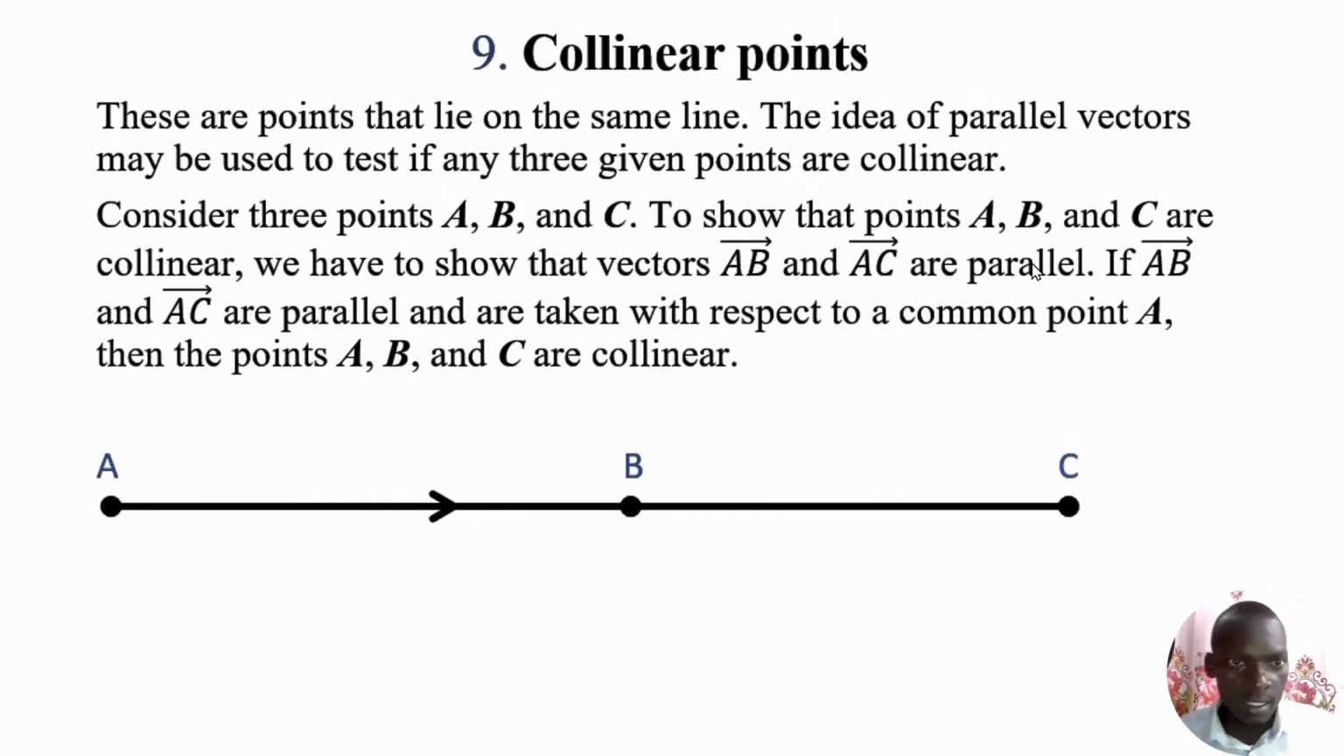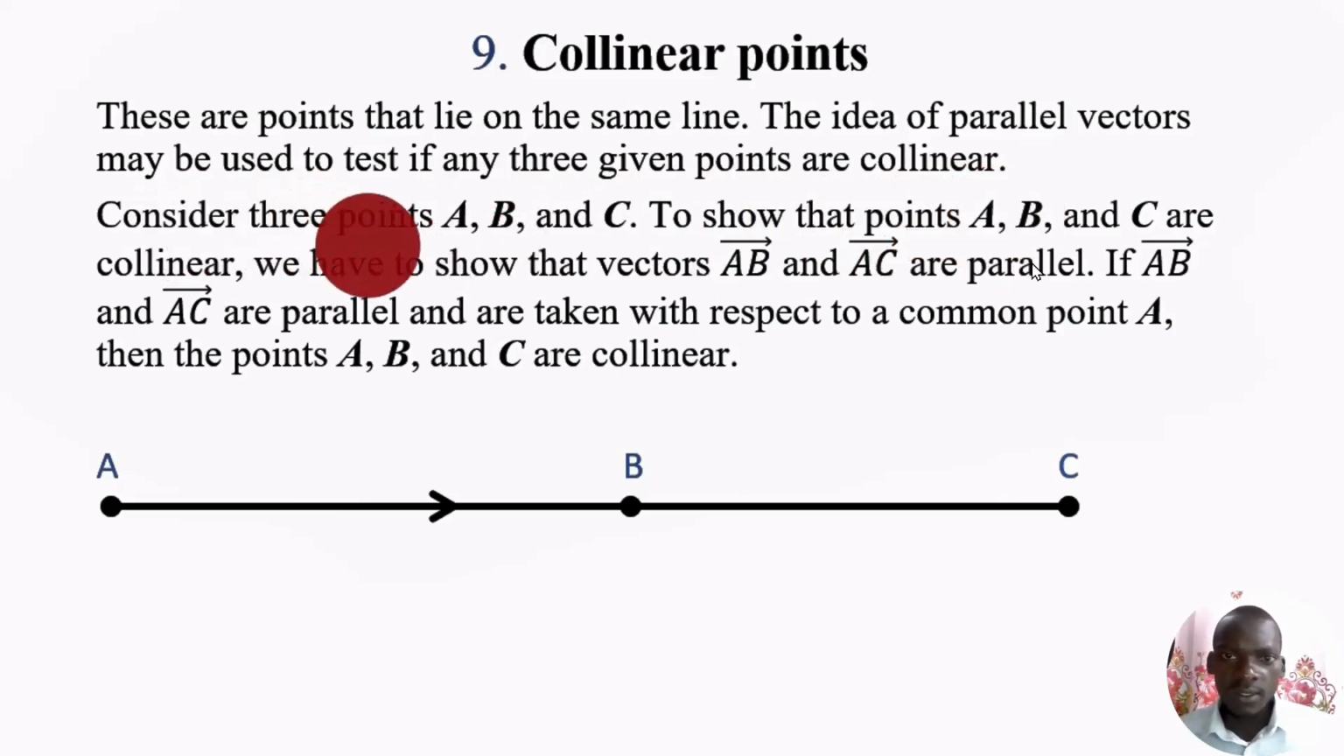Let's now jump over to collinear points, having talked about parallel vectors. So what are collinear points? Collinear points are points that lie on the same line, as you can see in the illustration below. The idea of parallel vectors may be used to test if any three given points are collinear. So we have to put that in our minds and understand it.